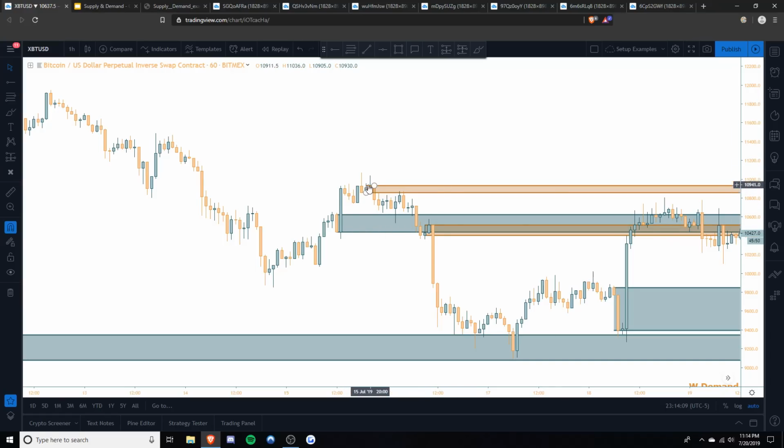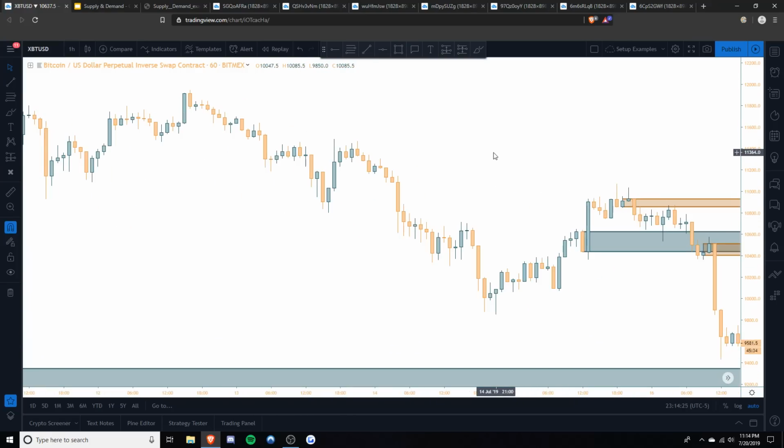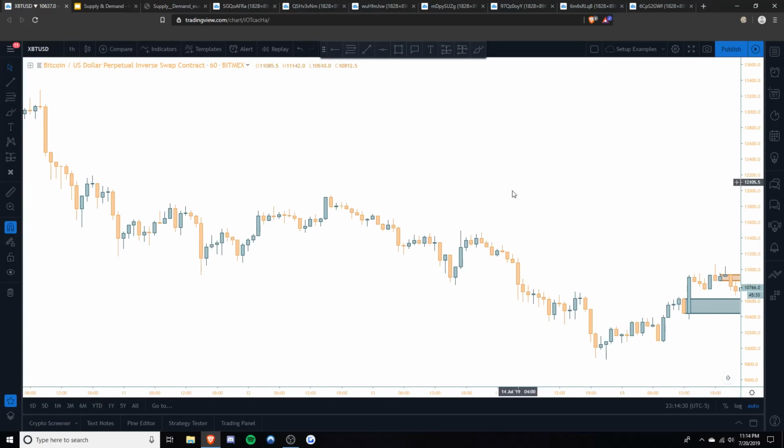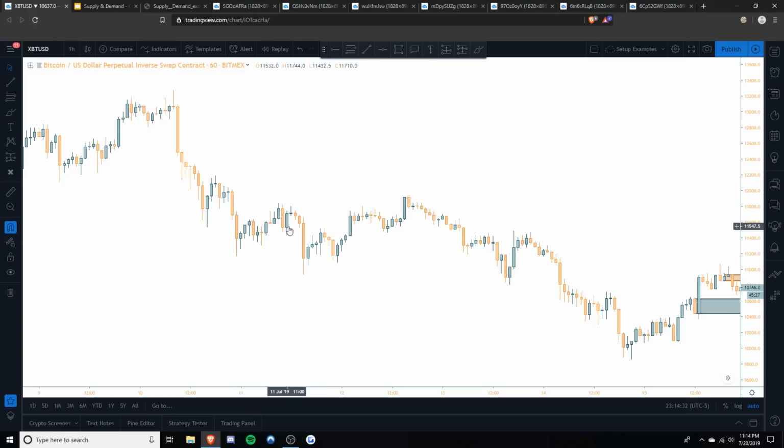You can see this little consolidation before this move that broke this low. This consolidation led to the down move that broke this low. Price comes up, retests it, and goes lower. This demand was not strong enough to send price higher. So let's go ahead and look at some other zones. Really, none of these zones are too good.